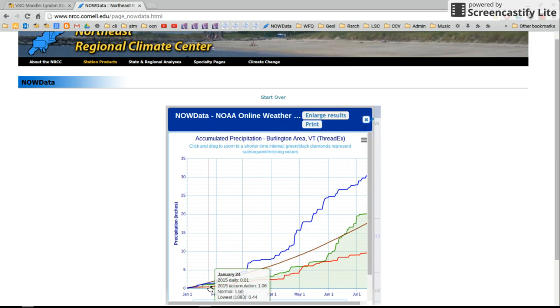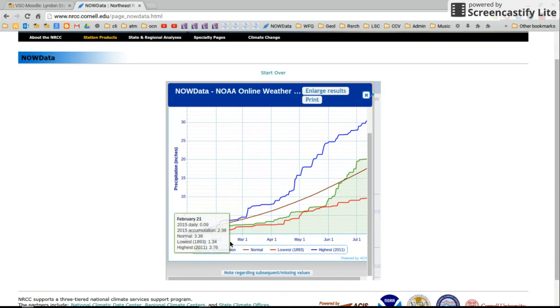Okay, so those years are 2011 for the highest amount, and 1893 for the lowest amount. In green, you see the amount that has fallen in 2015. So to interpret this graph, what you'll notice is that for the early part of the year, through May almost, there was less precipitation that fell than normal. You'll notice that the green line is below the brown line.